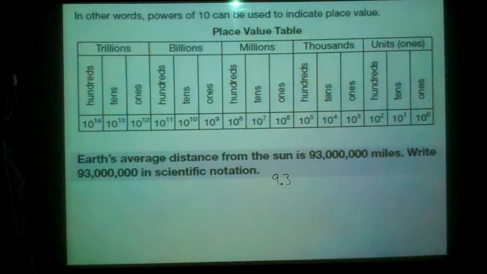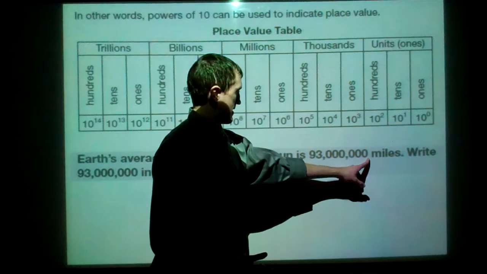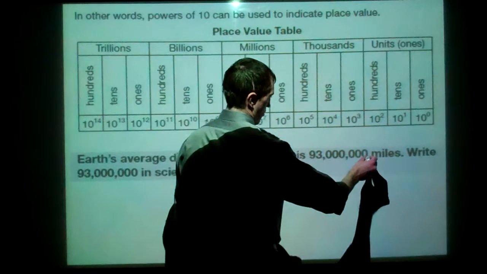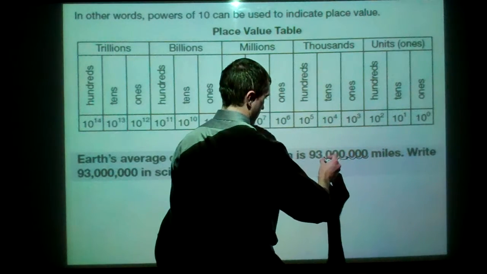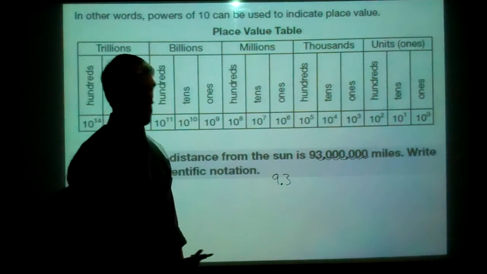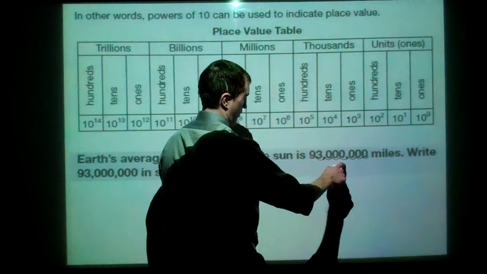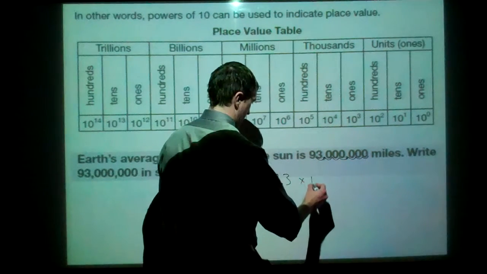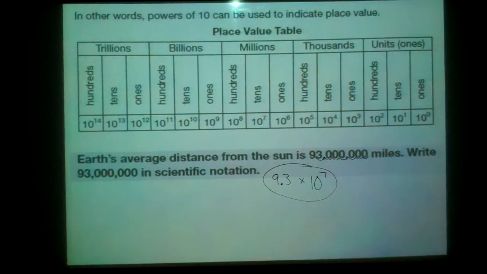And then we want to count how many spaces, because our decimal is sitting right here right now. We want to count how many spaces it takes for us to get to here. So 1, 2, 3, 4, 5, 6, 7. Could have gone the other way too. Knowing that your decimal would be here, count this way. 1, 2, 3, 4, 5, 6, 7, until you get to the end. So this would be times 10 to the 7th power. So that would be 9.3 times 10 to the 7th.